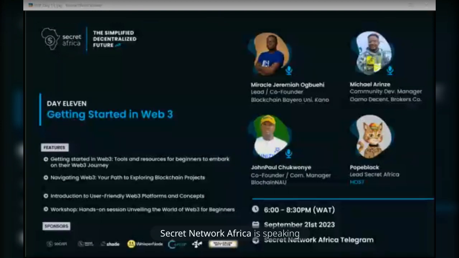Fine. Okay, there are several ambassador programs which they can enroll in. Where can I get access to this ambassador program? How can I get access to it?